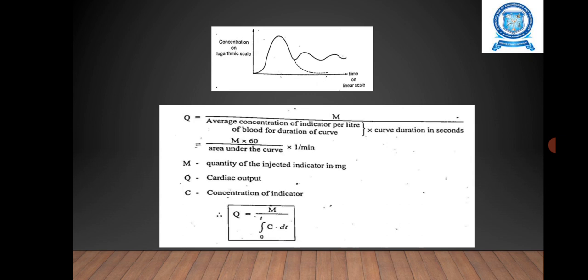For calculating the cardiac output from the dilution curve, Q equals M divided by the average concentration of indicator per liter of blood for the duration of the curve, into the curve duration in seconds. That is equal to M into 60 divided by the area under the curve, in liters per minute. Here M represents the quantity of injected indicator in mg, Q is the cardiac output, and C is the concentration of indicator. Therefore, Q equals M divided by the integral from 0 to infinity of C dt, so that the evaluation of the dilution curve is simplified by replotting the curve on semi-logarithmic scale paper.